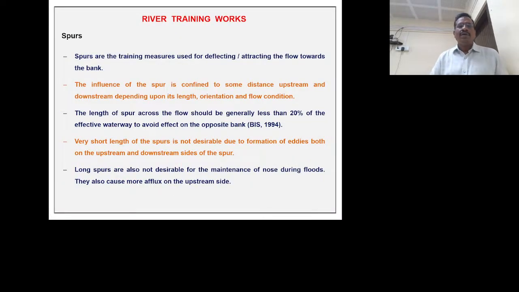Spurs. Spurs are the training measures used for deflecting or attracting the flow towards the bank. So the purpose of the spur also you should know before the design of the spur. Three types of spurs are there. First one is deflecting, attracting, normal. The purposes are very different.